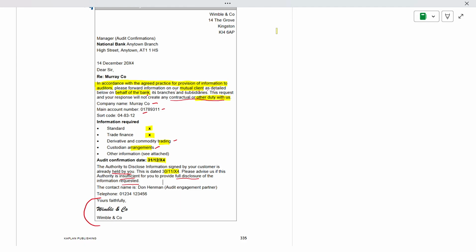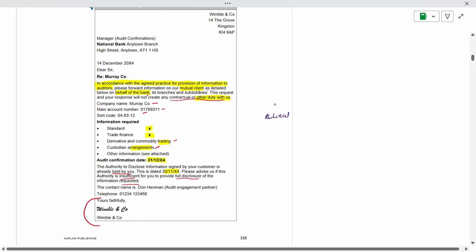return confirmation. The client has to give the letter to the bank to provide information to the auditors. Based on that letter, the bank will provide information to the auditors. They will also send it to the client, addressed to the auditors. Procedures are very clear. The client will give a letter to the bank, mentioning the auditor name.